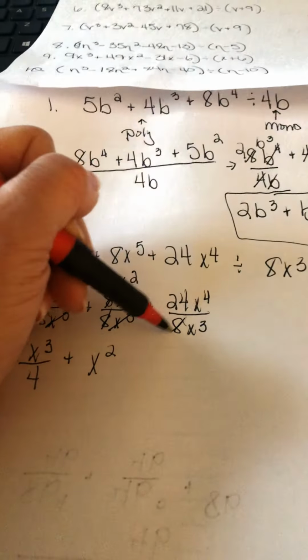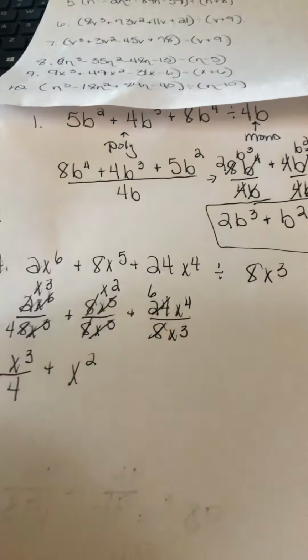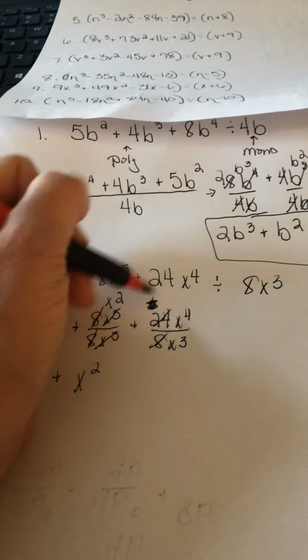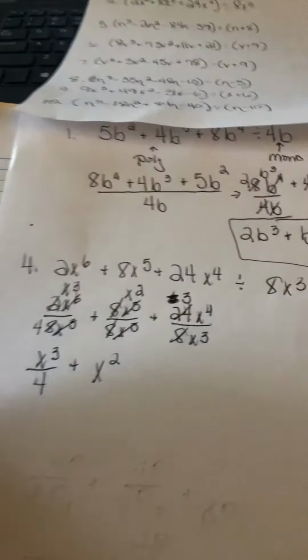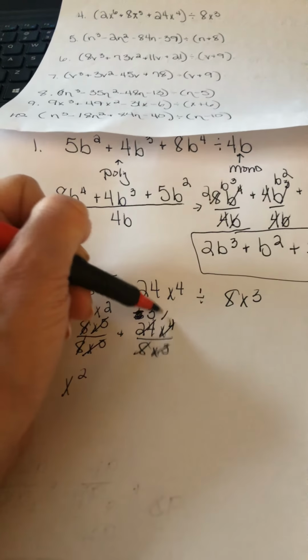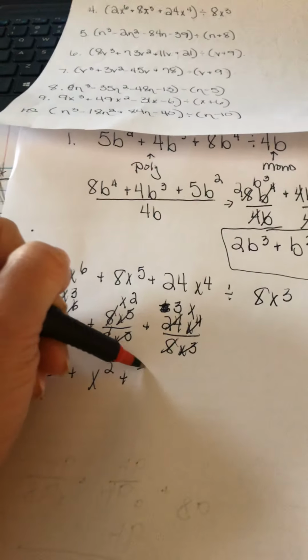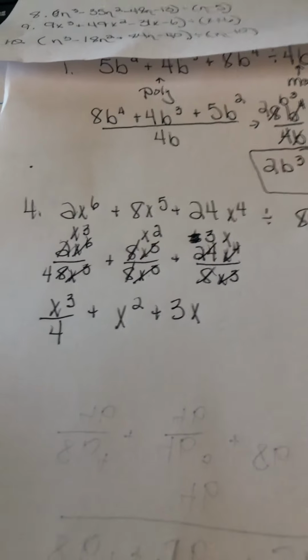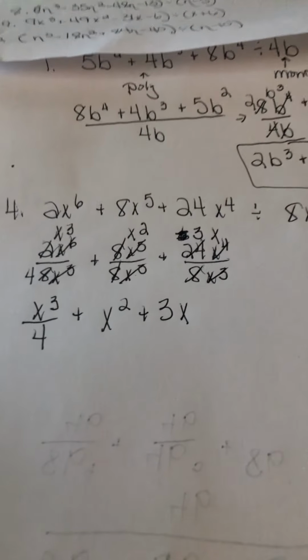And lastly, 8 will go into 24 3 times. And so x cubed will go into x to the fourth, just x, so plus 3x. And there you go. We have it. So these are much simpler than the synthetic division.